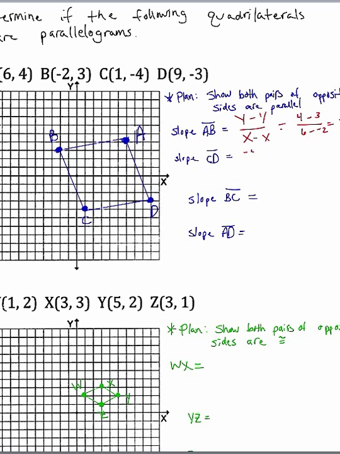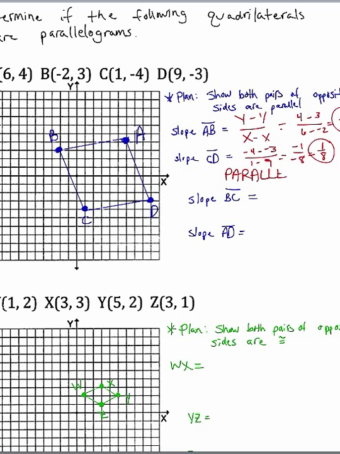be the y negative 4 minus the other y negative 3 over the x minus the x, which would be 1 minus 9. Make sure you go in the same order, starting at C and then to D for both the y and the x. So I'm going to get a negative 1 over negative 8, which is the same thing as a positive 1 over 8, and you'll notice that these two slopes are the same. So that means these two things are parallel.